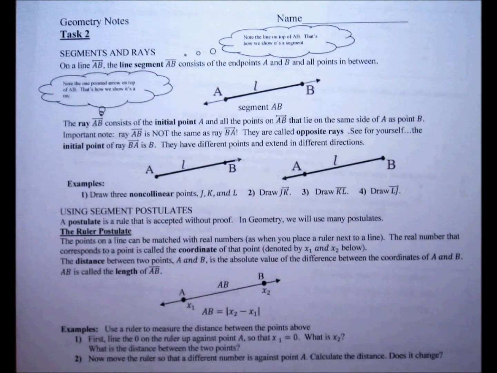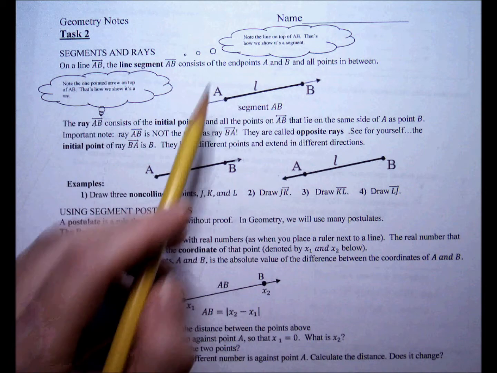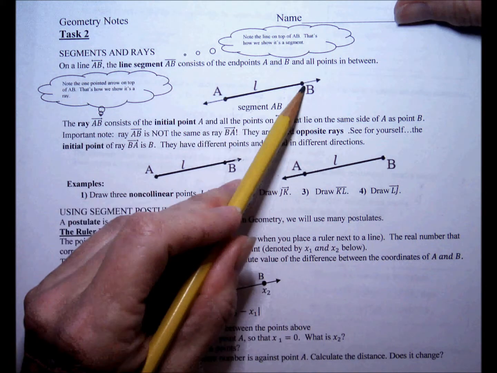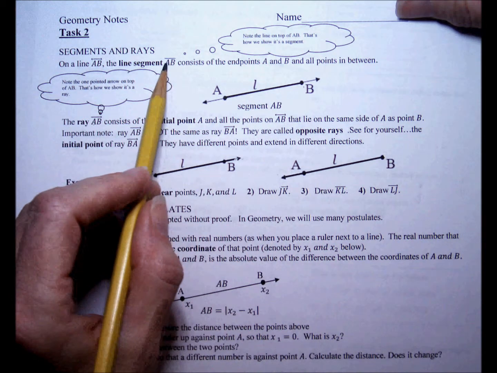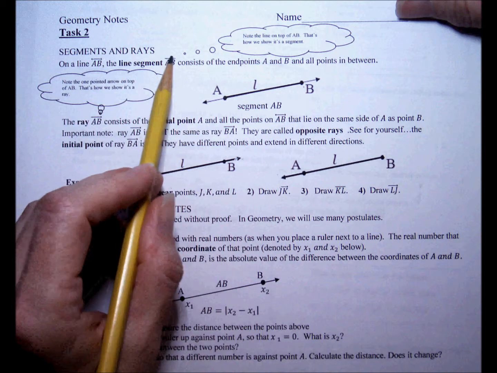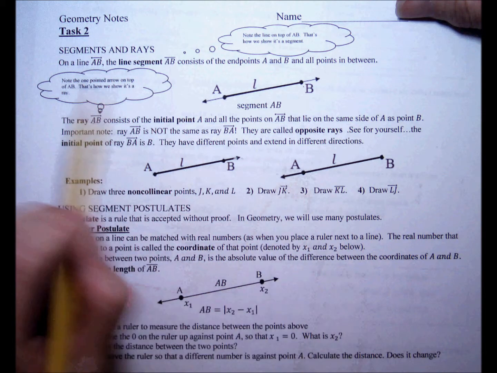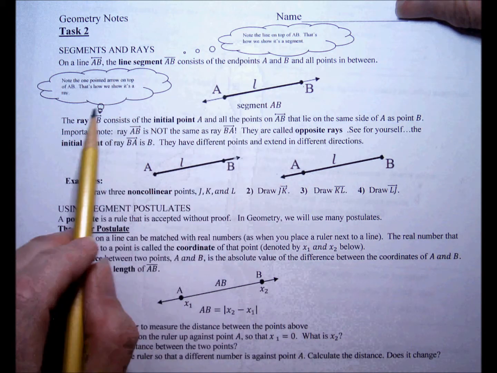We're going to be looking at segments and rays. We've already looked at lines last week, and now we're looking at parts of lines. So a line segment is all the points between A and B, including points A and B. You can call the line segment BA or AB, and it has to have a segment above it with no arrows on either side. That's what this little cloud says if it's hard to read.